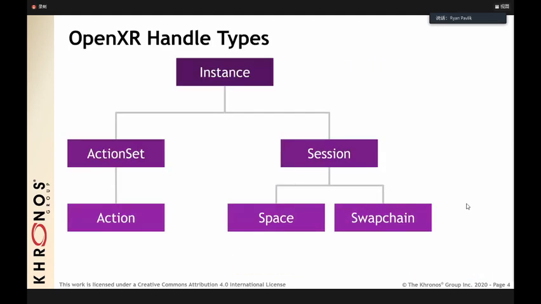There are a number of important object types in OpenXR, which are represented by handles. These are the main handle types. All handle types except XR instance have a parent handle type. In OpenXR, destroying a parent handle also destroys all handles that come from it. For example, if you destroy a session, that also destroys the associated spaces and swap chains. If you destroy an instance, that destroys all the handles of the types shown here, since they all come from the instance.